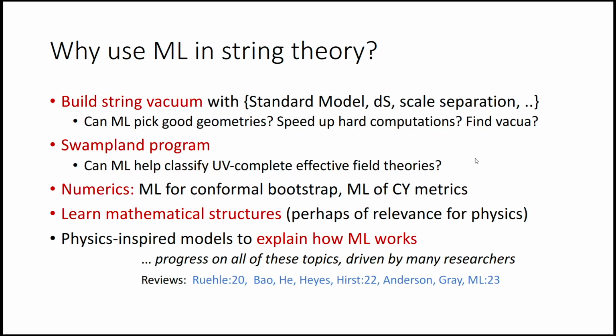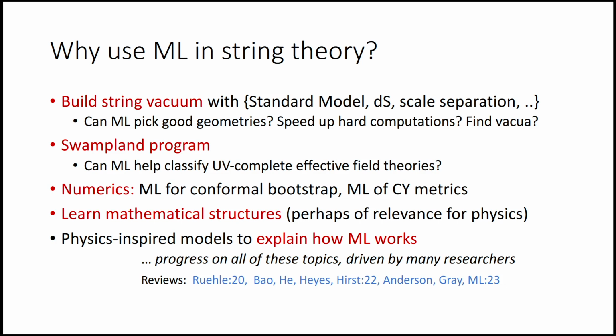So in string theory, we might want to use machine learning to attack different kinds of questions, and these are just some examples of topics that people have studied using machine learning in recent years. So building string vacua in the string landscape that match certain criteria, be it producing a standard model of particle physics or achieving other interesting phenomenological properties, is something that machine learning can be used for and has been used for.